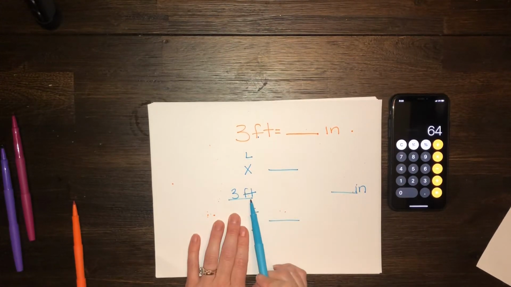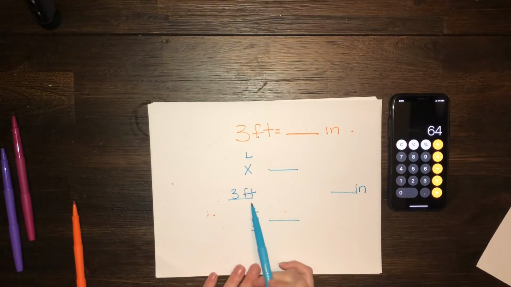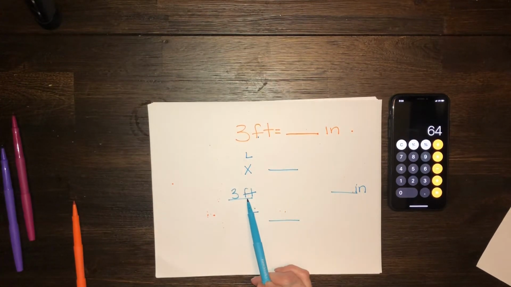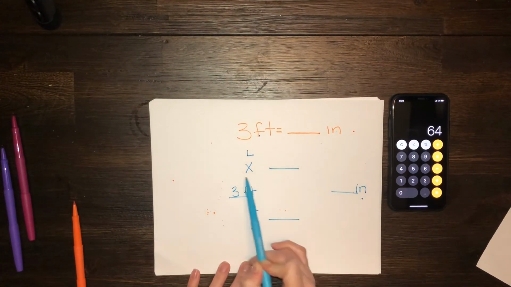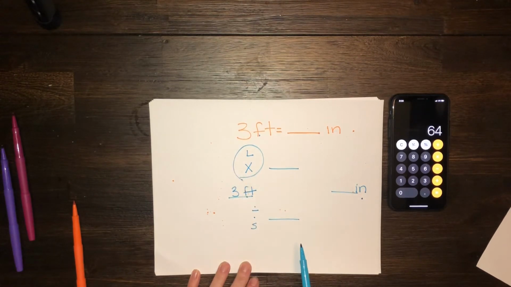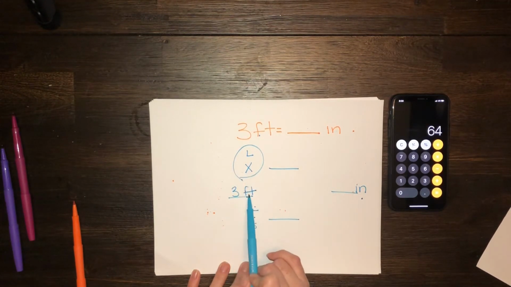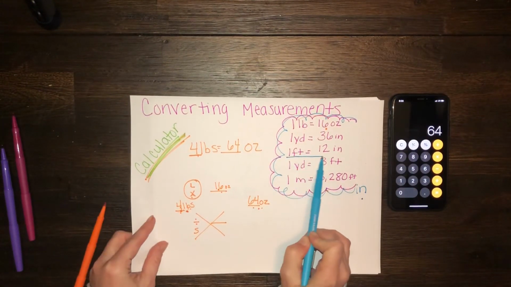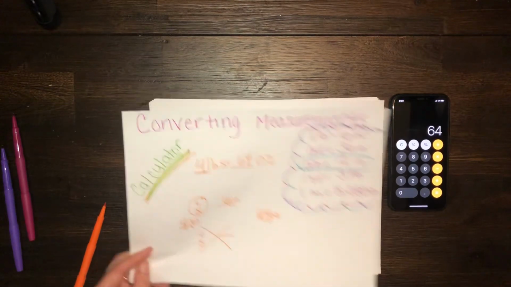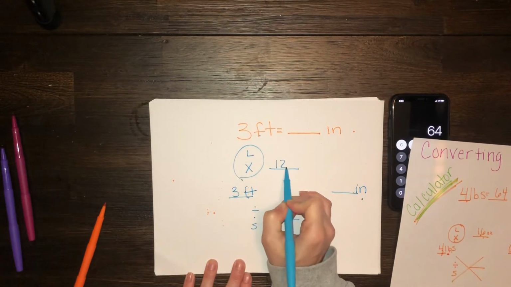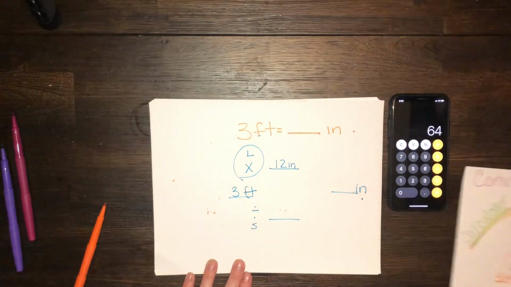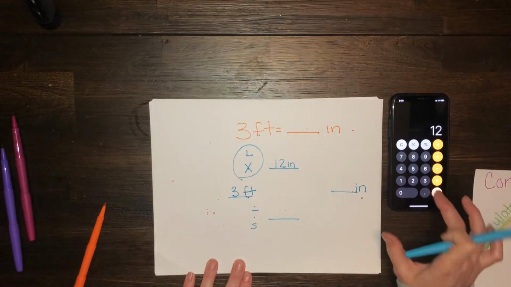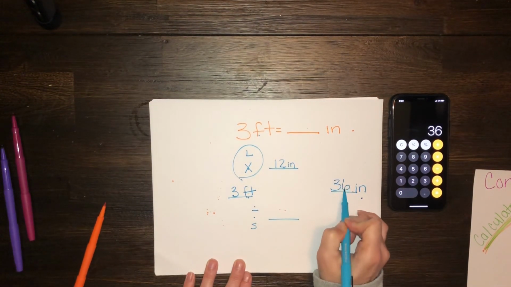So let's think about a foot. A foot is about the size of your forearm. An inch is like the size of your knuckle. So a foot is larger than an inch. So I would circle larger, and it would be the same thing. I need to now look and see how many inches are in a foot. Let's go back. So I have 1 foot equals 12 inches. So I'm going to put 12 inches right here. So I know I'm multiplying. 3 times 12. 36. So my answer is 36 inches.